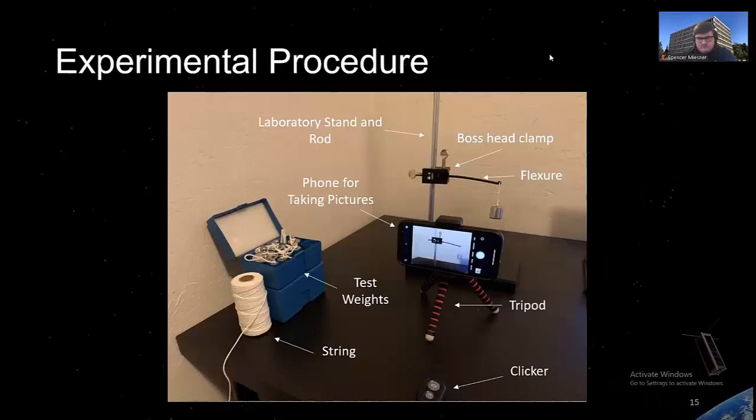For our experimental procedure, our goal was to measure the deflection at the edge of the flexure via test weights that are seen in the image below. The flexure was clamped at the boss head clamp on the rigid rod, and a tripod was set up with a phone to take pictures so that the deflection can be calculated after each test weight was applied and removed.